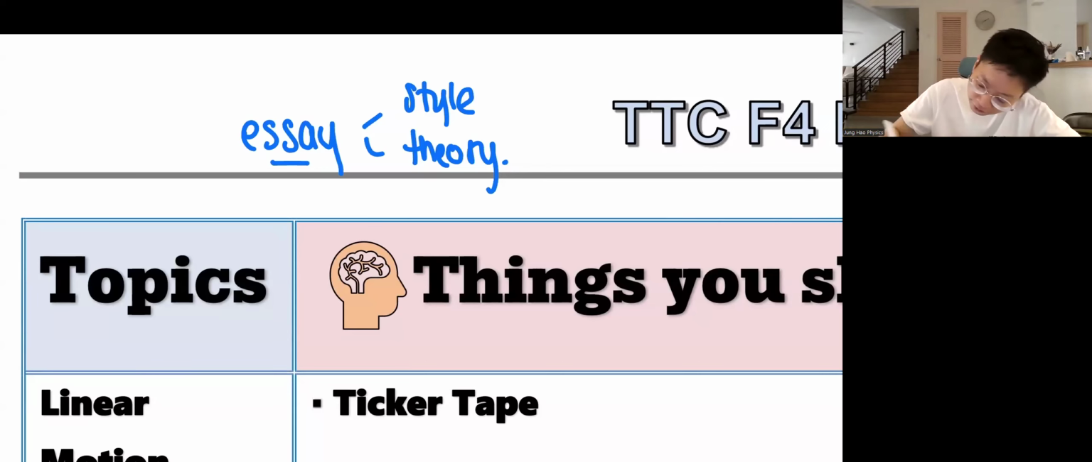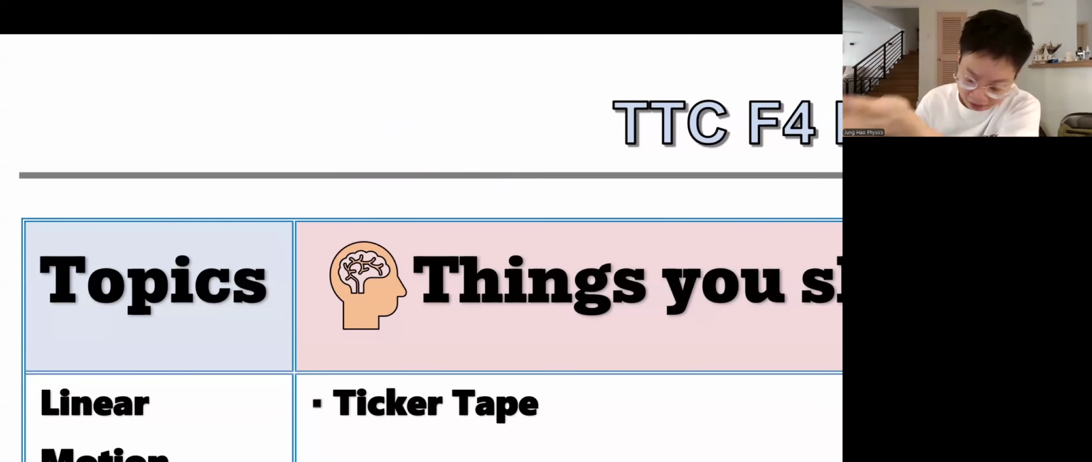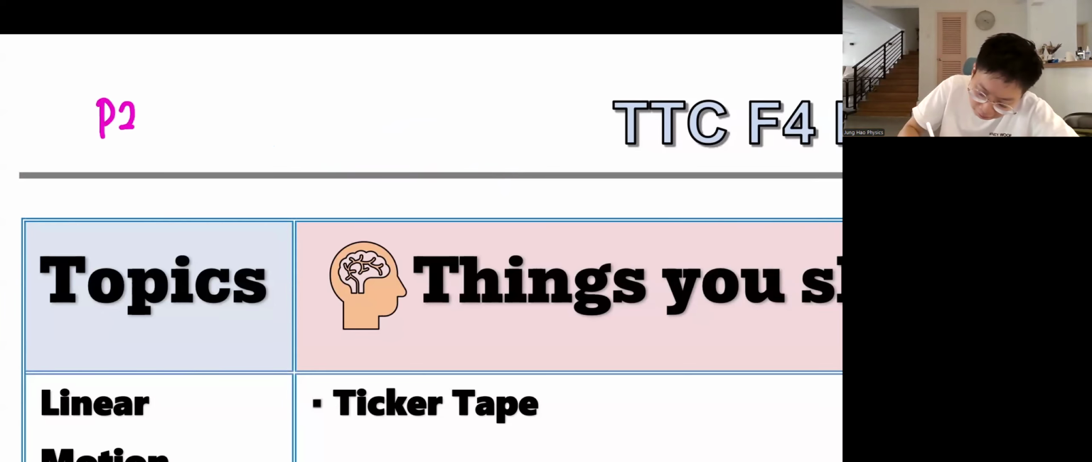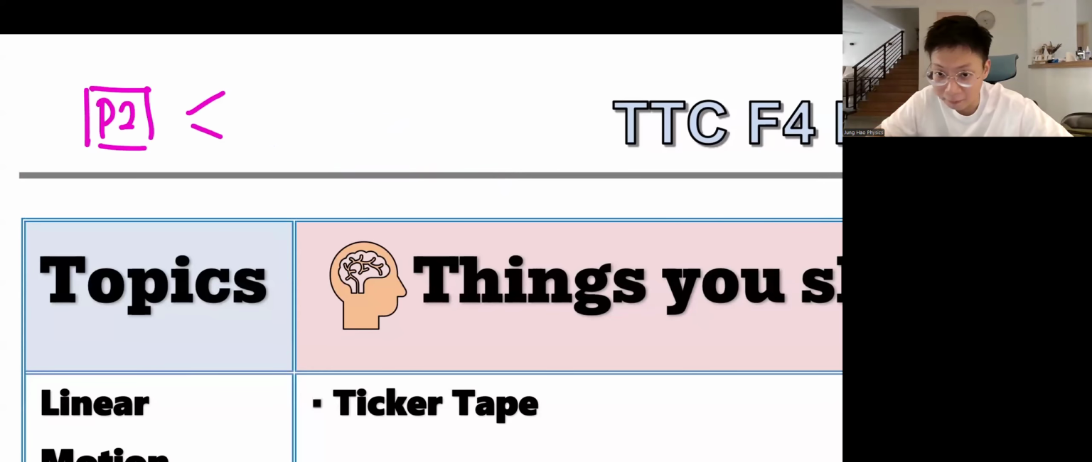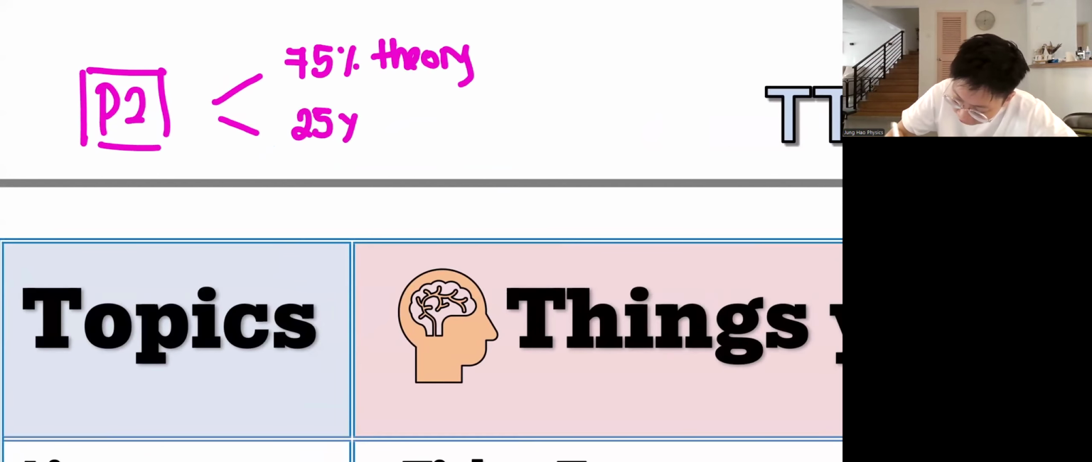So for today, I was thinking what I should focus on for these 2 hours, because I feel like if I do calculation, maybe calculation not that many marks. In a standard Paper 2, if you look at the exam standard, 75% of it will be theory, 25% will be calculation.